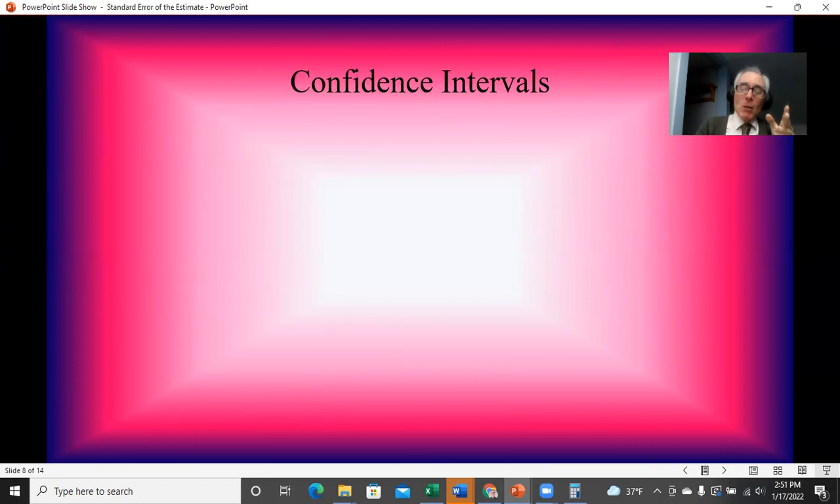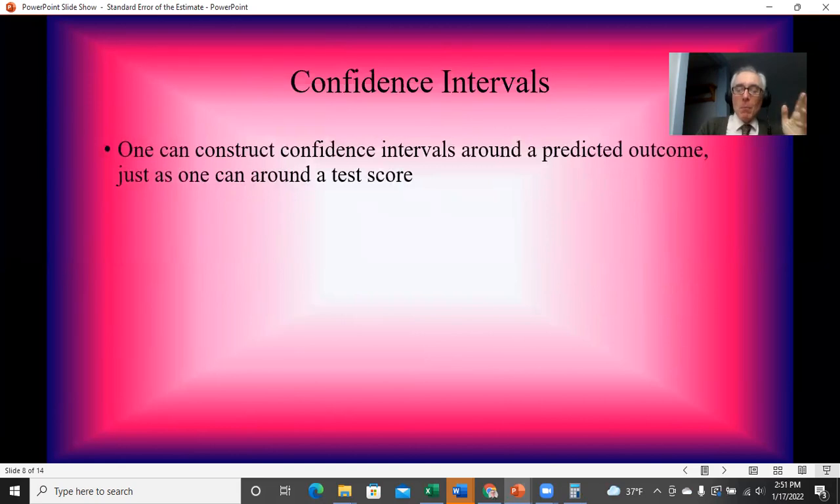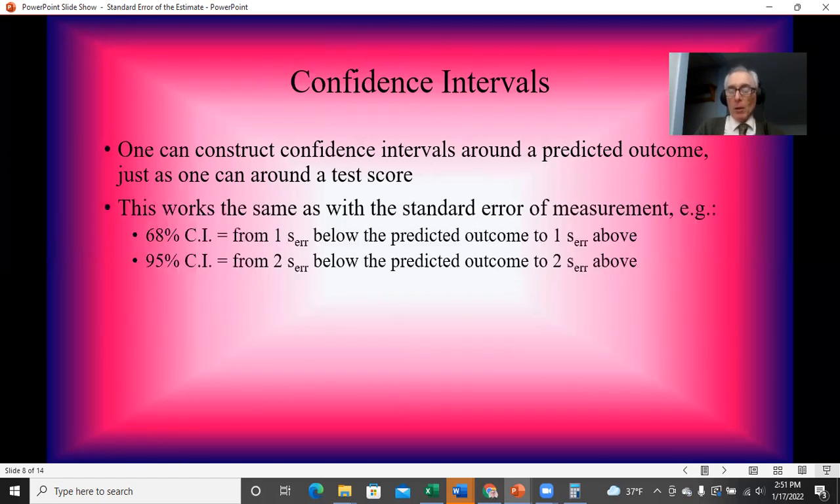So, confidence intervals. Some people love them, some people hate them. But the fact is that just as we could construct confidence intervals around a test score using the standard error of the measurement, similarly, we can construct confidence intervals around a prediction based on the standard error of the estimate. It works exactly the same way. So there's nothing new here if you've already learned how to do this in the context of the standard error of measurement.